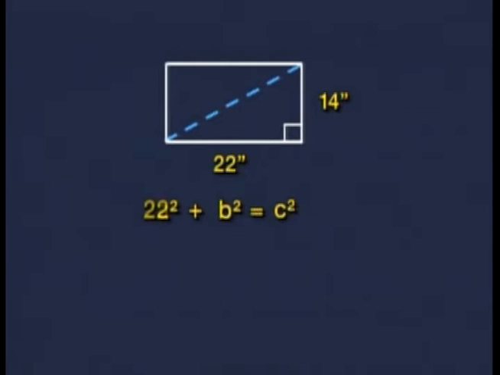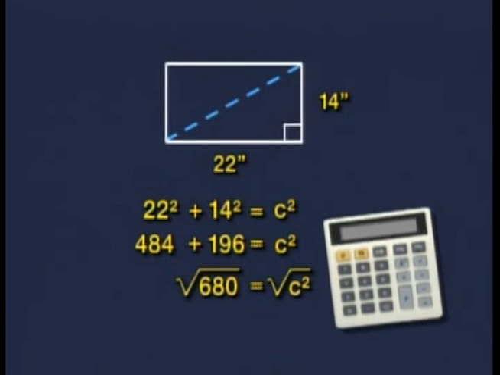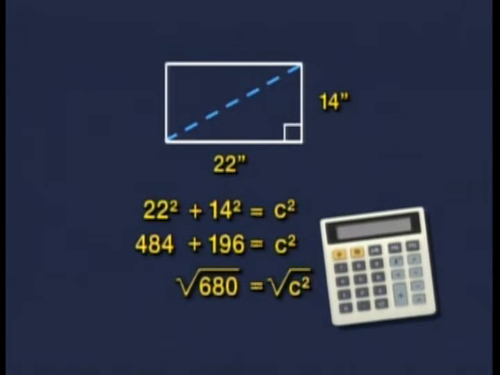We'll substitute 22 for A and 14 for B. The square of 22 is 484. The square of 14 is 196. Adding the terms on the left gives us 680. To solve for C, find the square root of each side of the equation. Using a calculator helps here. The square root of 680 is approximately 26.07 inches.